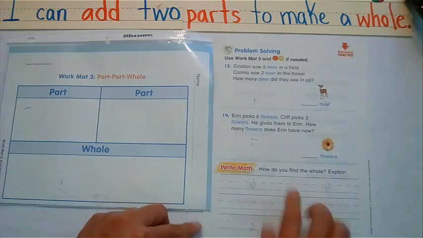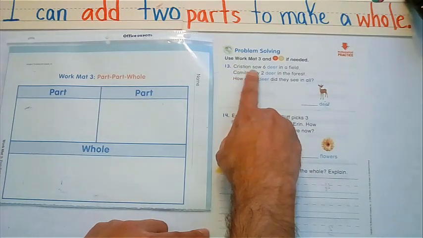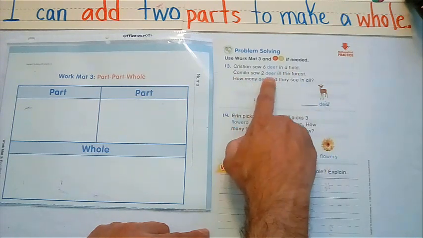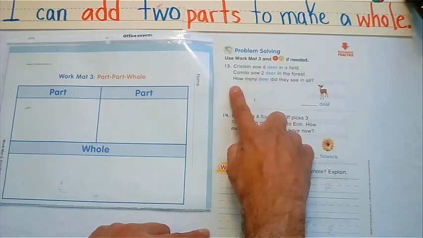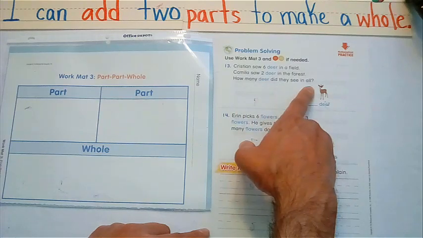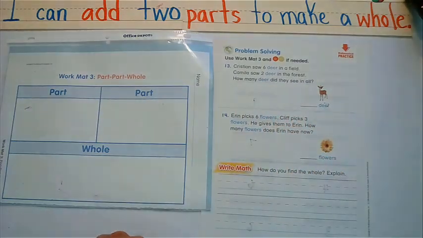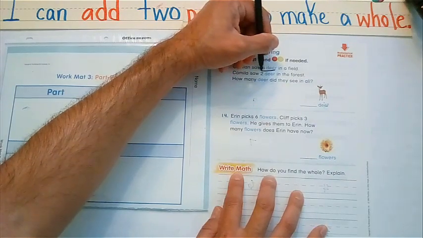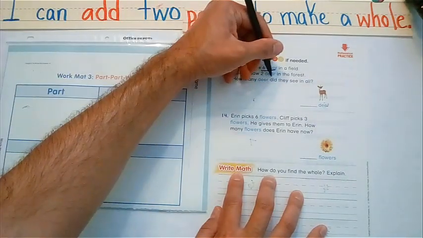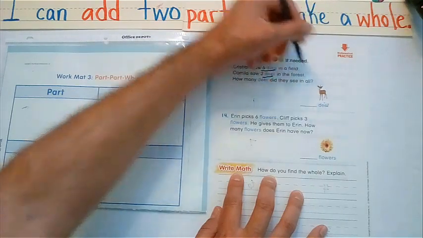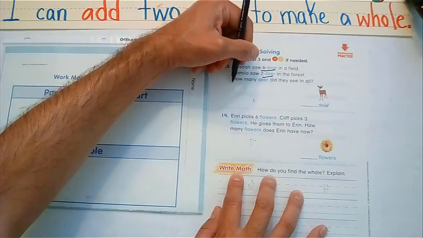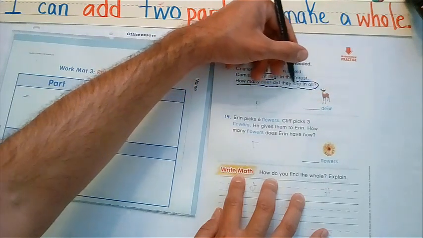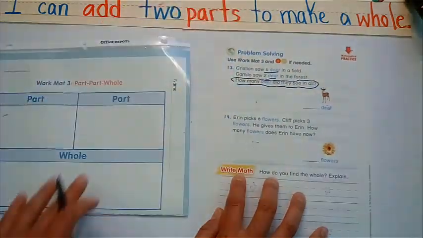Now let's read the problem, see what it says. Christian saw 6 deer in a field. Camilla saw 2 deer in the forest. How many deer did they see in all? Well, I know Christian saw 6 deer. Camilla saw 2 deer. And we want to know how many deer did they see in all. Right? So this is what we want to know.